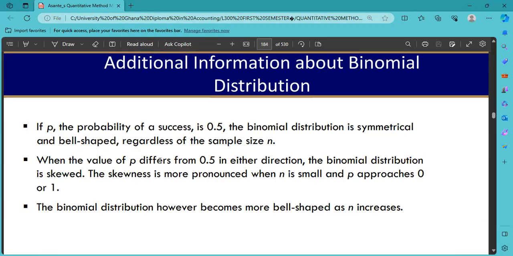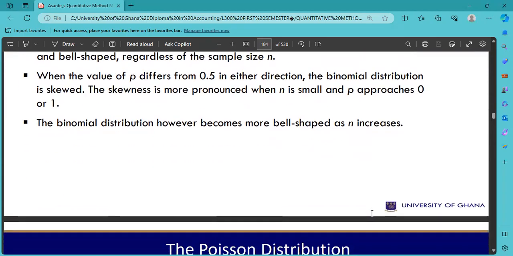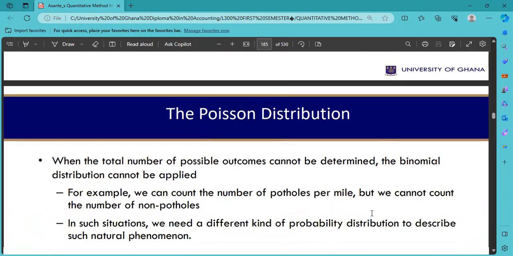When the value of p differs from 0.5, in either direction, the binomial distribution is skewed. Normally we can say it is skewed to the right or to the left. The skewness is more pronounced when n is small and p approaches 0. If p approaches 0, it is skewed to the left, but when p approaches 1, it is skewed to the right. The binomial distribution, however, becomes more bell-shaped as n increases. So when the sample size increases, the binomial distribution becomes bell-shaped.